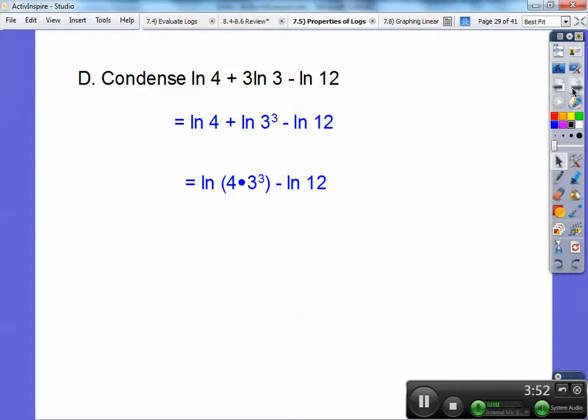Then I changed 3 cubed to 27. And then this subtraction sign says it goes underneath as a division problem. So all of that multiplies and divides out to, I think it's 9. Yeah, so natural log of 9. Okay, ln is just natural log. It's a code word for base e, you guys, base e. All right, and that's section 7.3.